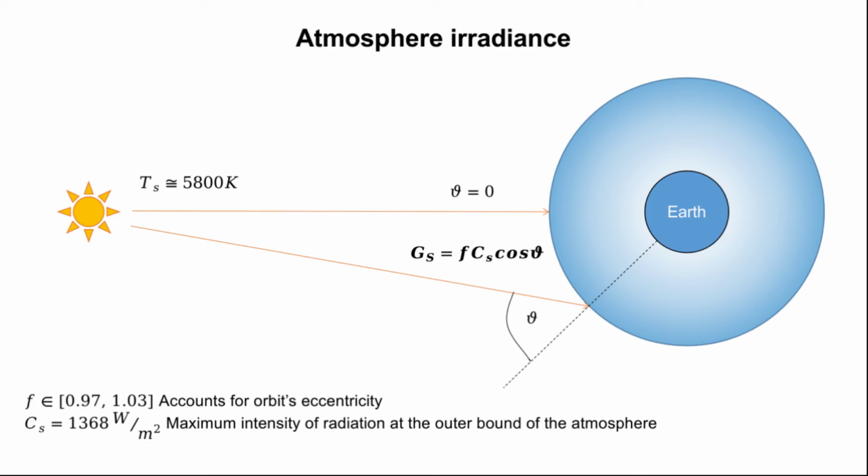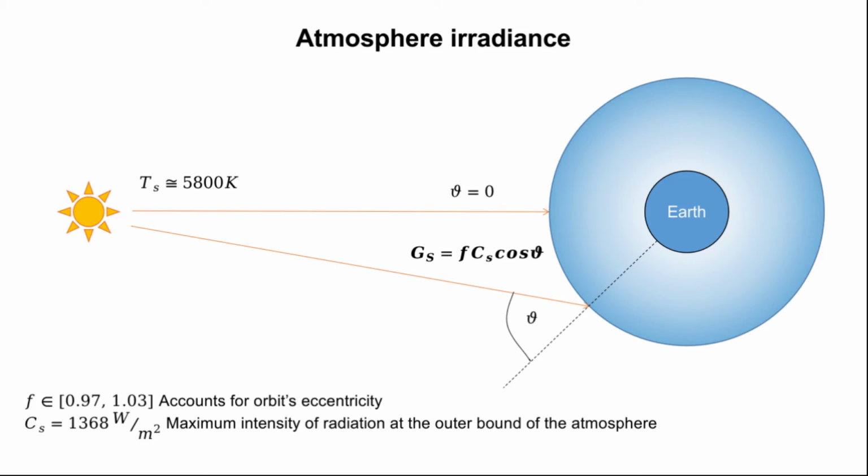However, as you should know by now, the irradiance of the atmosphere also depends on the direction of radiation. So, even if the intensity of radiation coming from the Sun can be considered constant, the atmosphere irradiance is not uniform, and it decreases as the angle of incidence increases.